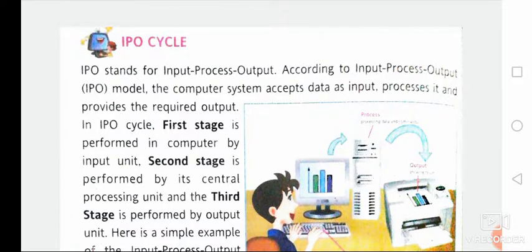There are 3 steps. In the first step we are giving the inputs. Then in second step we are processing that input data. Then finally we are getting the output.